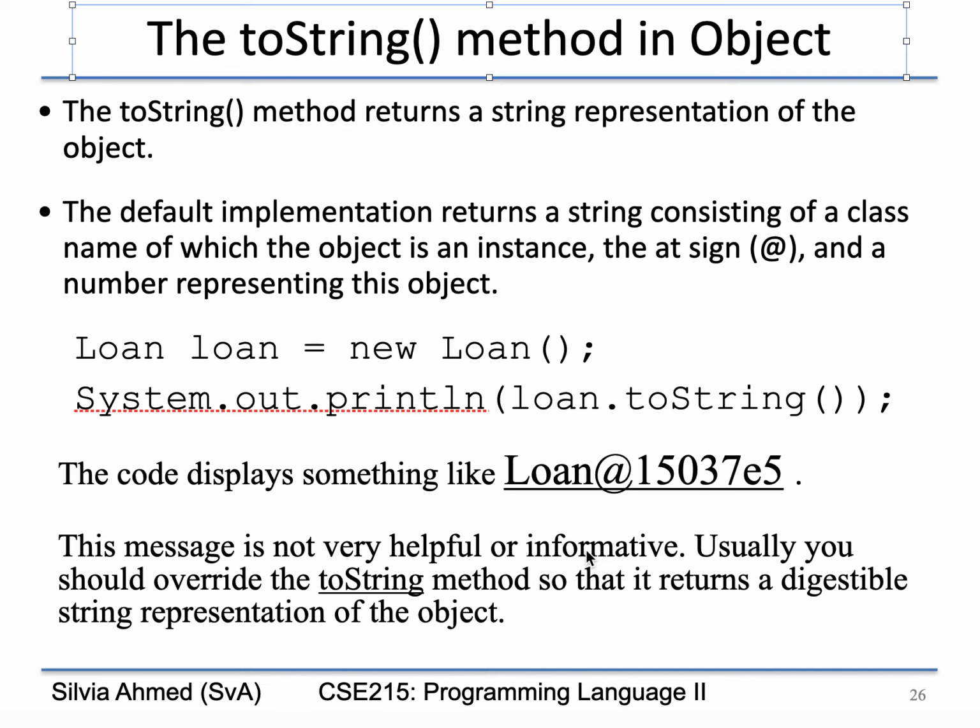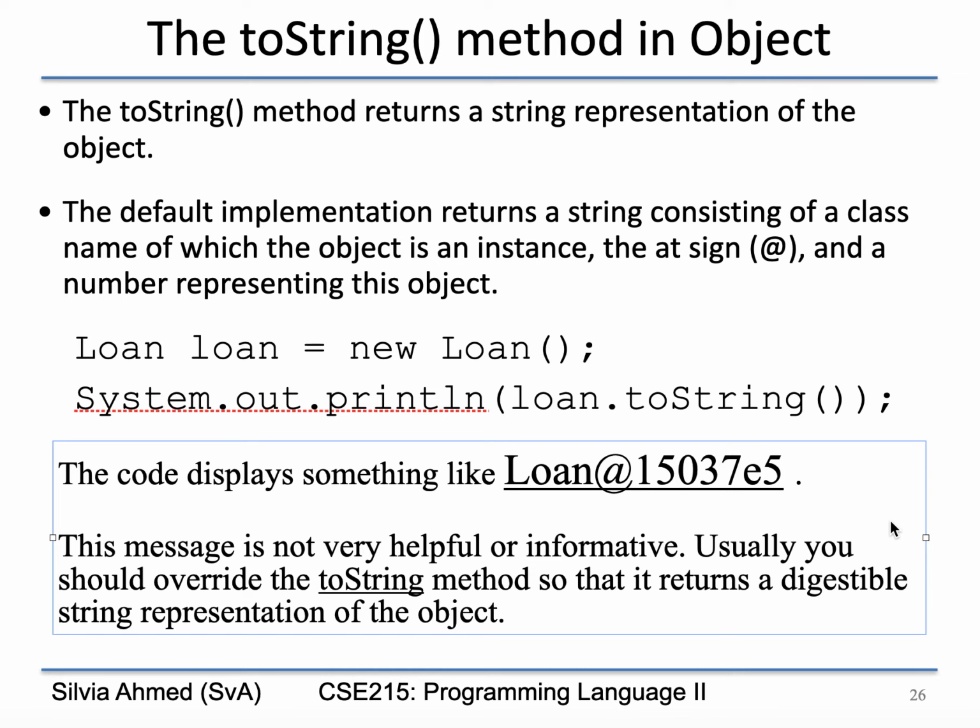So every user of the class must override the toString method in their own classes to return useful information about their classes. So this is the toString method.